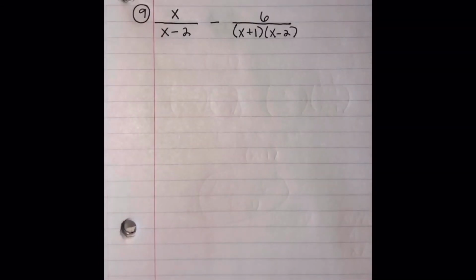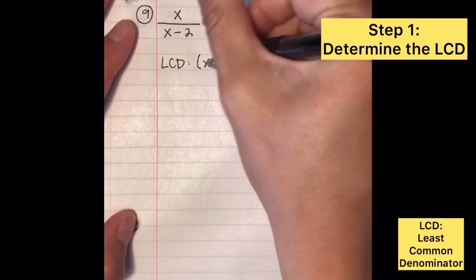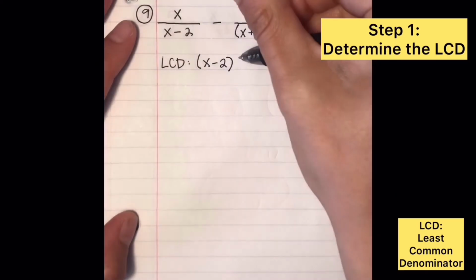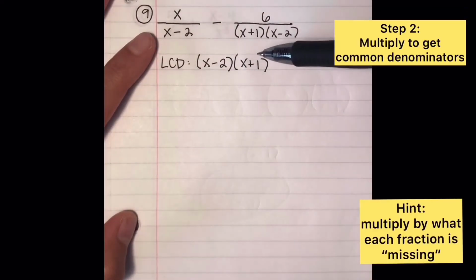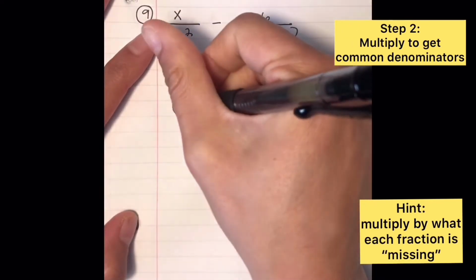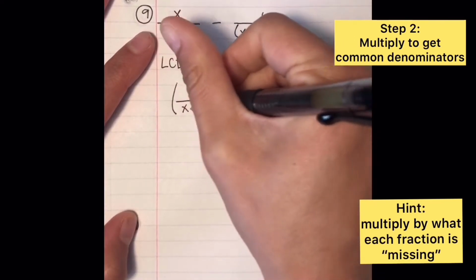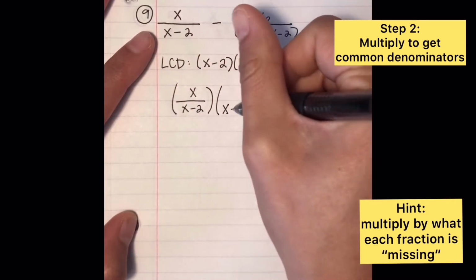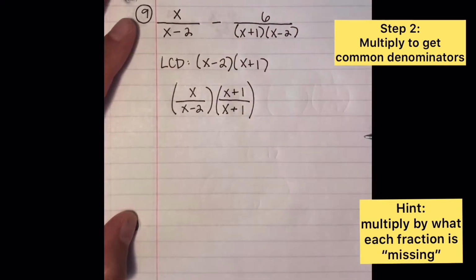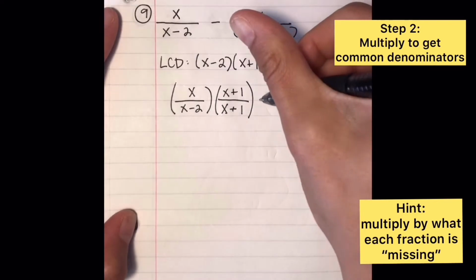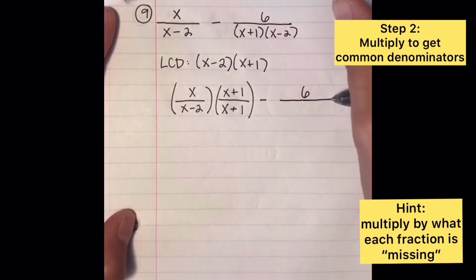All right, number 9, x over x minus 2 minus 6 over x plus 1 times x minus 2. The least common denominator would be x minus 2. They for sure both have that, and then this x plus 1. So we need to get this first fraction to have x plus 1 in the denominator. So let's take the first fraction and multiply the denominator by x plus 1. You have to multiply the top by x plus 1 as well, or that will change the problem. And then the right fraction already has it, so let's just rewrite.